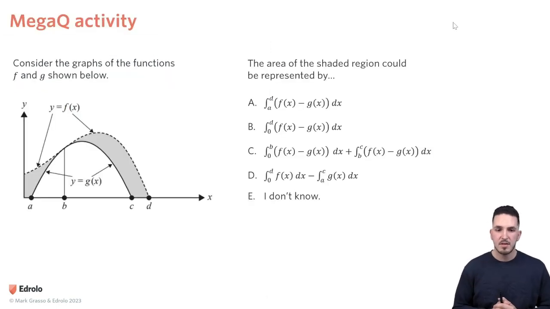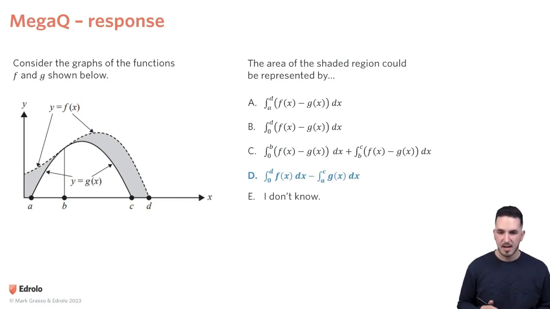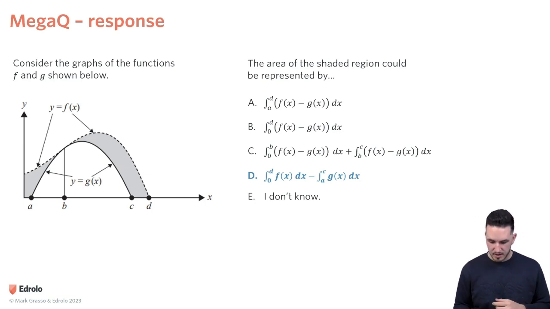So consider the graphs of the functions f and g shown below. The area of the shaded region could be represented by which of the following? So I hope that you selected D, and we'll take a little bit of a closer look at this as well. So if we notice, we're trying to find the area of the shaded region. And what we can see is that the dotted line here is y equals f of x. So f of x is our top function, and g of x is our lower function.